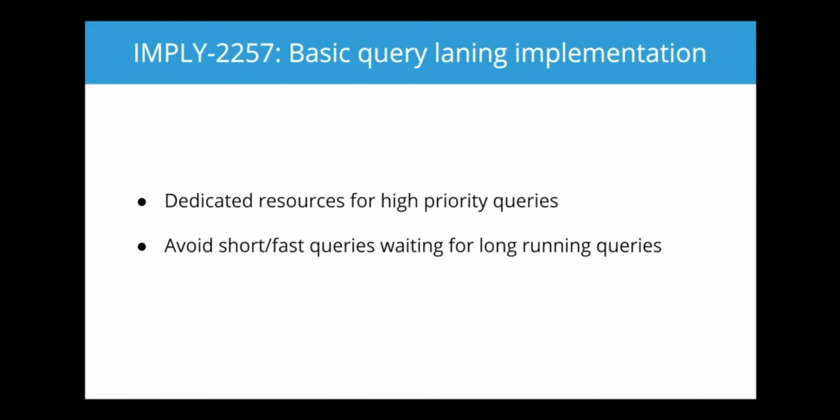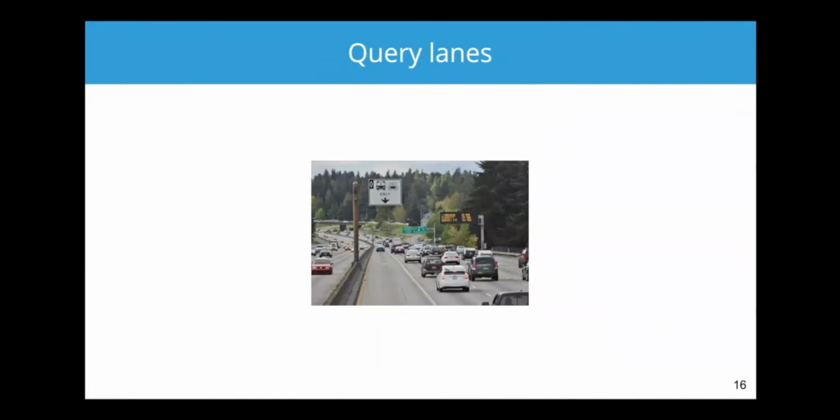Query lanes: dedicated resources for high priority queries, and it avoids short and fast queries waiting for long running queries. That is why, let me go to the previous slide, that is why the graphic we have is a graphic of a carpool lane. The idea is that with query lanes, you have regular lanes, and then you have high priority lanes. The high priority lanes are like a carpool lane, dedicated space that is only available for your high priority traffic. Just like a carpool lane, high priority traffic can use the regular lanes as well, but they don't have to. They have a special one just for them, and reserving it for them enables them to get the best quality of service.